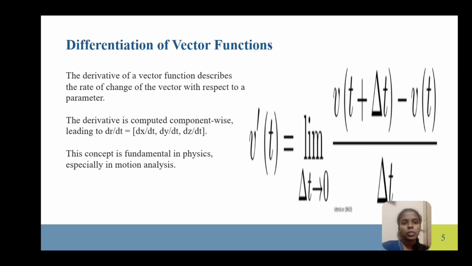Differentiation of vector functions. The derivative of a vector function describes the rate of change of the vector with respect to a parameter. The derivative is computed component wise, leading to dr/dt = (dx/dt, dy/dt, dz/dt). This concept is fundamental in physics, especially in motion analysis.